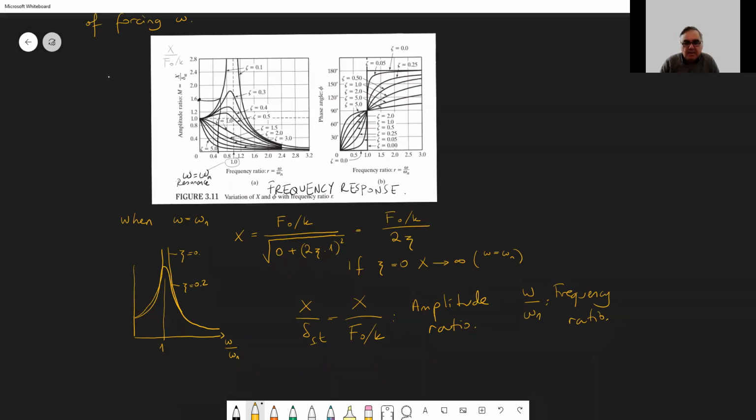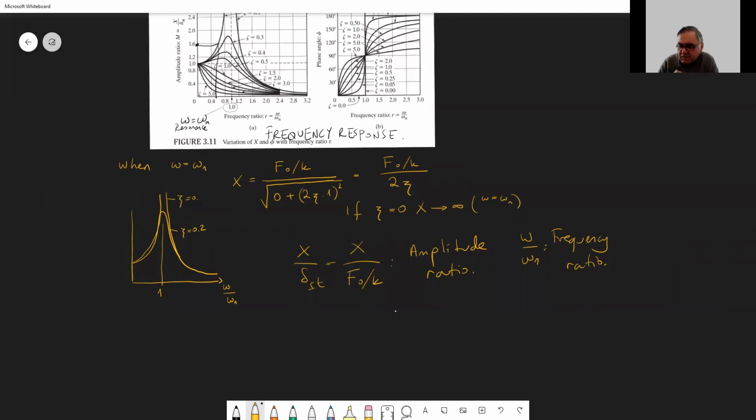Now, I have given you omega equals omega n. When zeta is 0, if the damping is 0, what happens? X equals, from our equation, F0 over K divided by, well, there is a square root, but there is a square also, so it is 1 minus omega over omega n squared in absolute value.